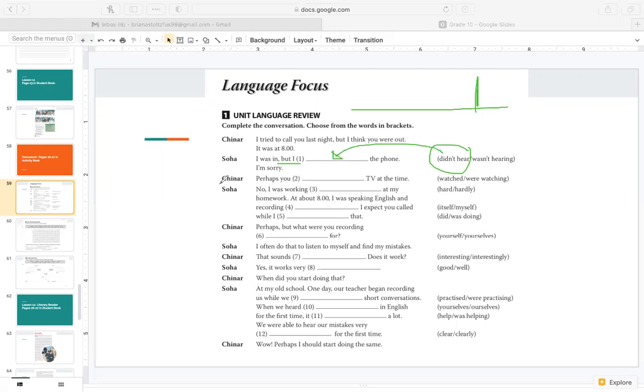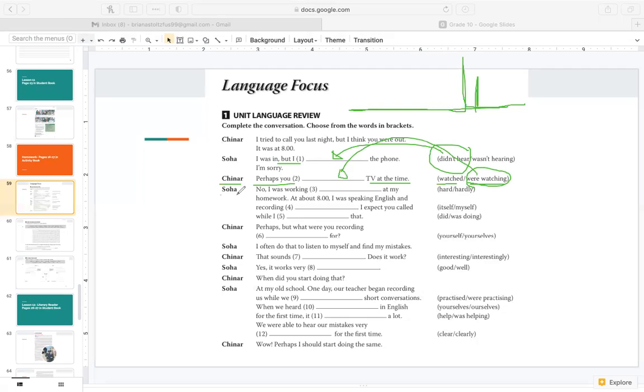I'm sorry. Chinar says, perhaps you TV at the time. Is it watched TV or were watching? Is watching TV a continuing activity or a one activity? It's continuing, right? So we can use the past continuous, were watching. The answer is were watching.